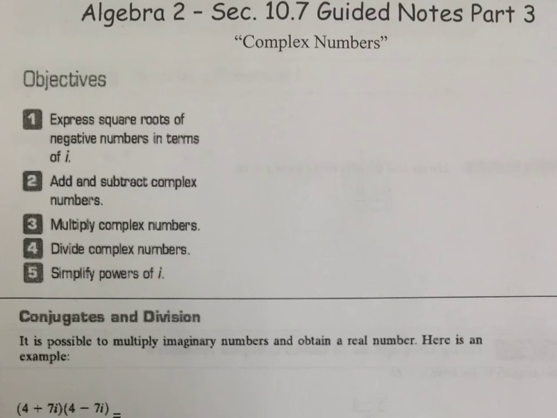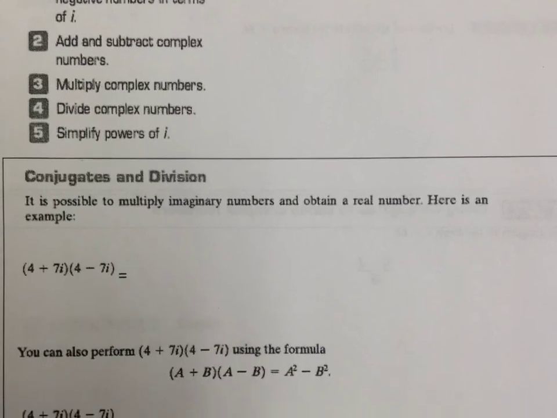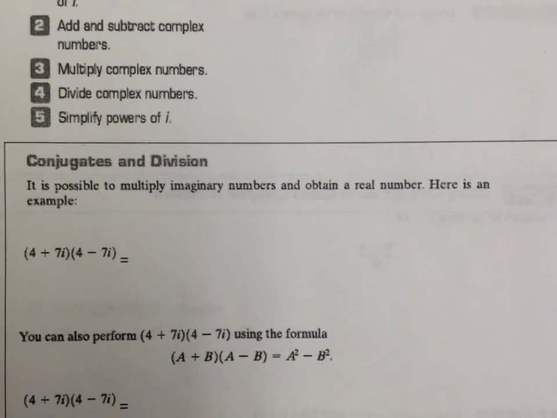And the rules apply to complex numbers similar to that of square roots. You cannot have a square root in the denominator. Similar to that, you cannot have an i in the denominator. And so we're going to use a very similar concept to what we did with square roots, and that is we're going to use conjugates to get rid of the i in the denominator, just like we used conjugates to get rid of the square root in the denominator.